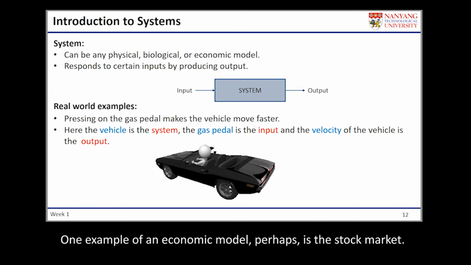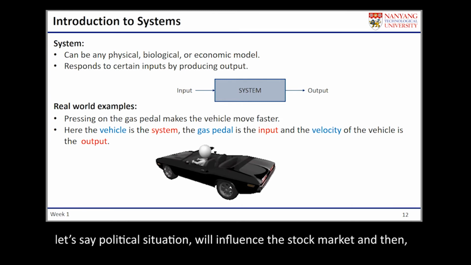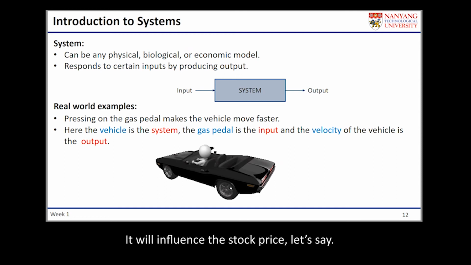One example of an economic model, perhaps a stock market. If you look at the stock market, any situation, let's say political situation, will influence the stock market, and then it will influence the stock price, let's say. Okay, so that is also a system. But as an engineer, we are more interested in mechanical systems.